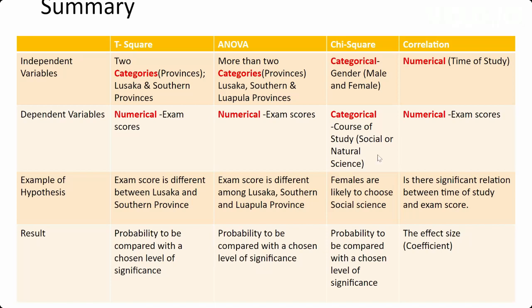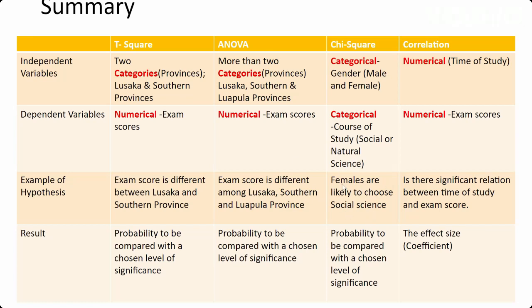I hope that's clear. And then the examples below are of your hypothesis. Of course, exam score is different between Lusaka and Southern Province. That's when you are using two categories which are being tested under t-square. Then we have the other hypothesis under ANOVA. Exam score is different among Lusaka, Southern, and Luapula Province. There you have more than two independent categories. That's why you are using ANOVA.